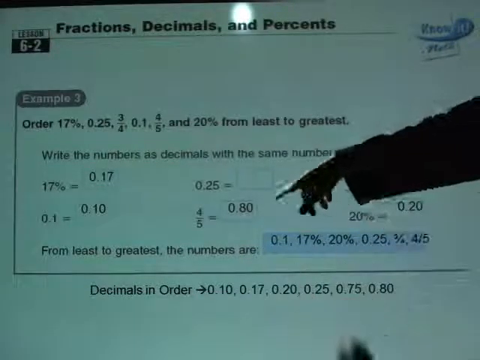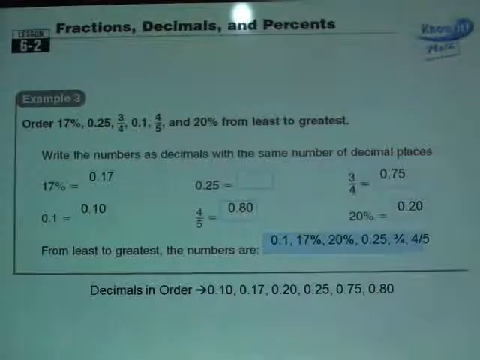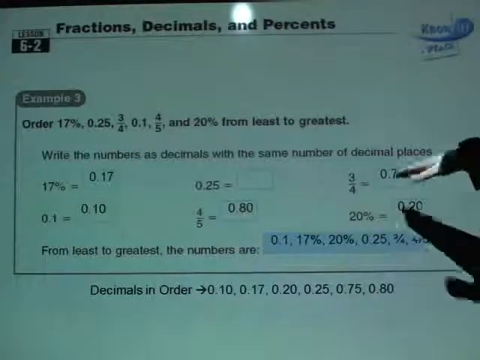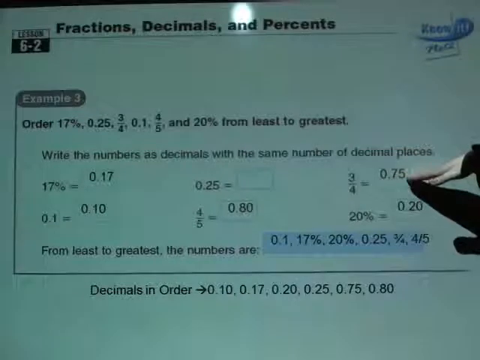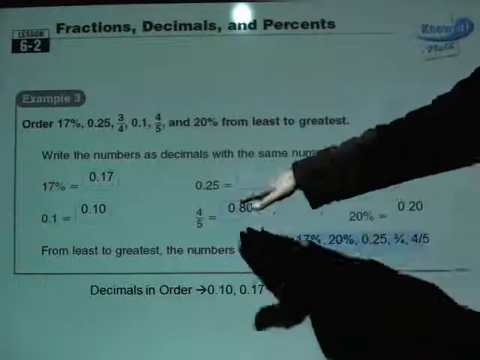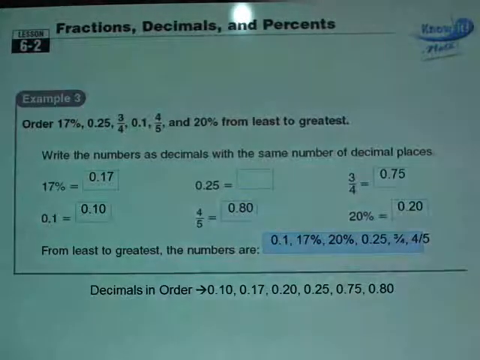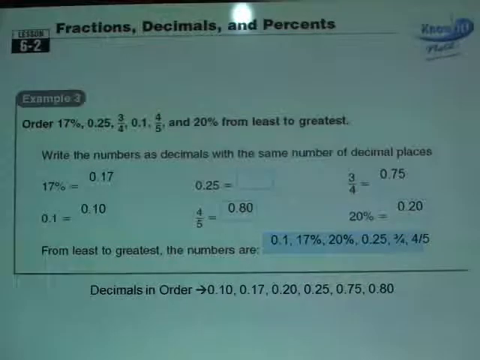Now the fractions, remember, to change those into decimals, we're going to divide. So I'm going to do 3 divided by 4 here, which is 0.75. And I'm going to do 4 divided by 5 here, and that's 0.80. And again, I'll talk about why I wrote that like that in just a second. Okay, so we have everything as a decimal now.